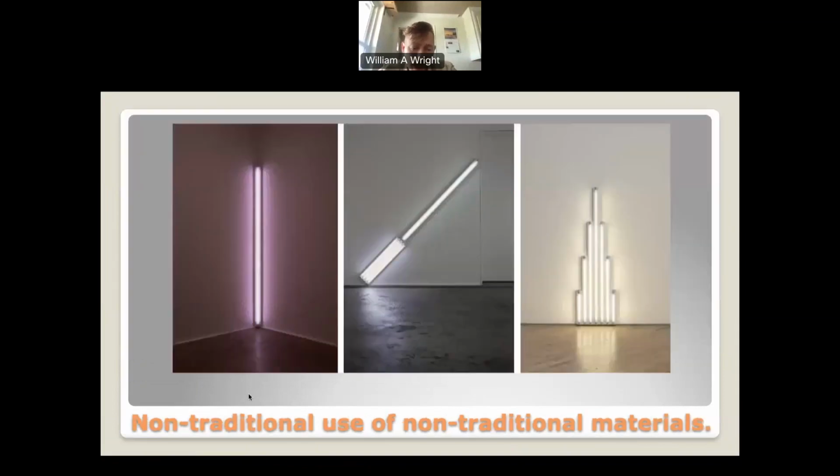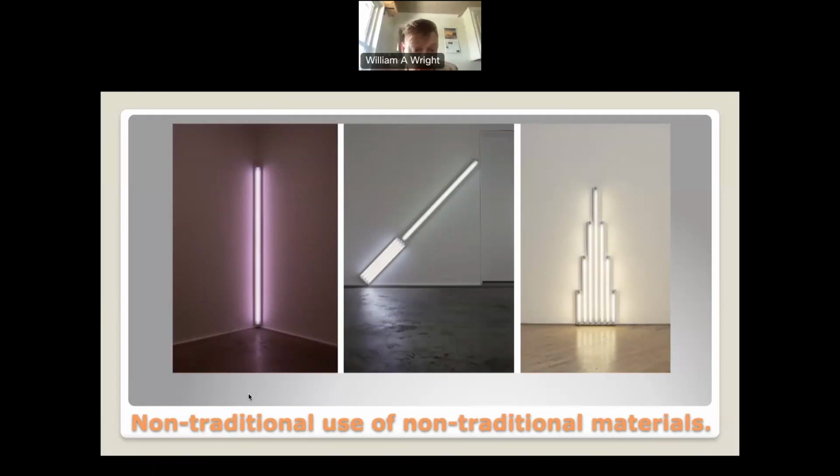Then you combine the use of non-traditional materials with a non-traditional use, right? So a non-traditional material here of a fluorescent light, but then using it like a line, but it's a line in space, right? So it's not a traditional sculpture. It's not a traditional material. It's this combination of the two different things. And again, is the light the medium?